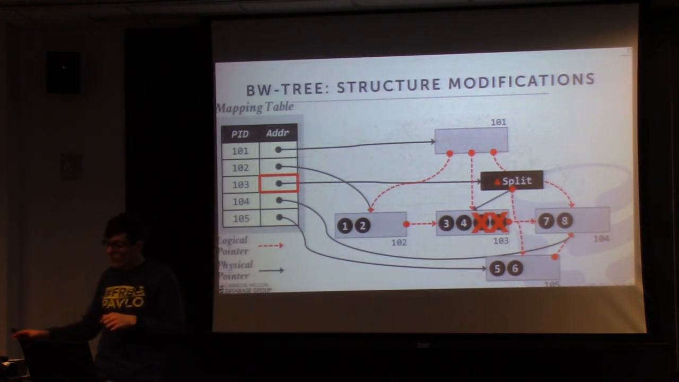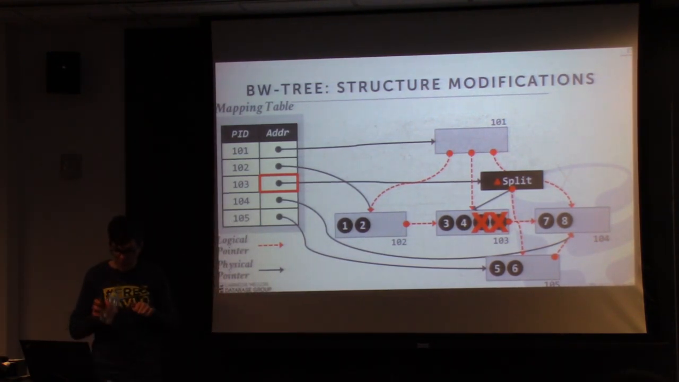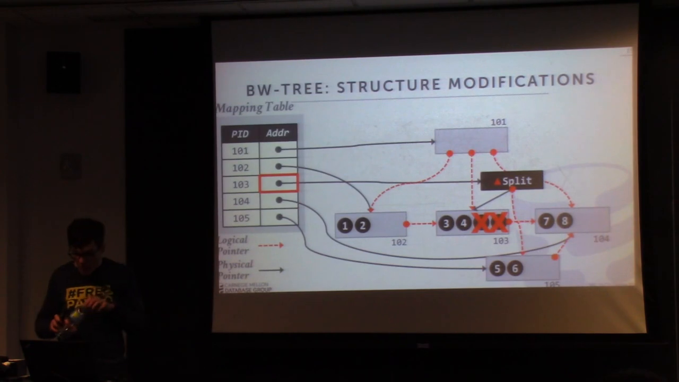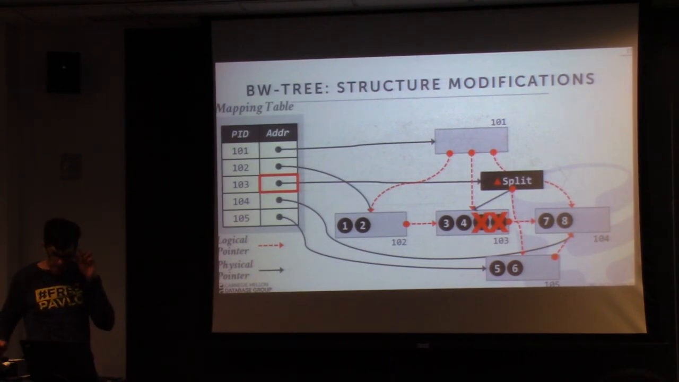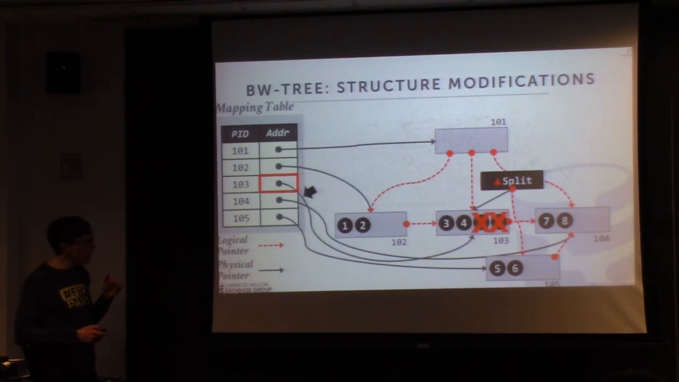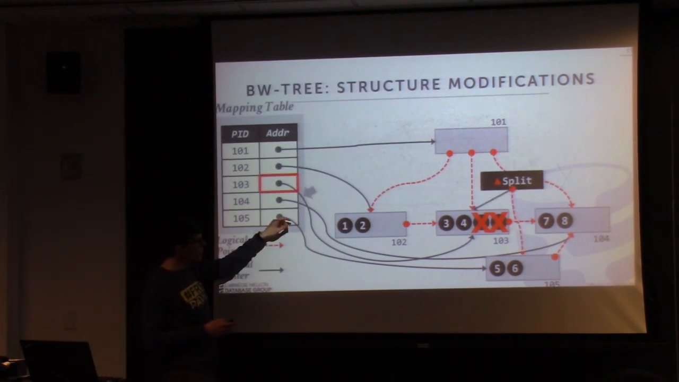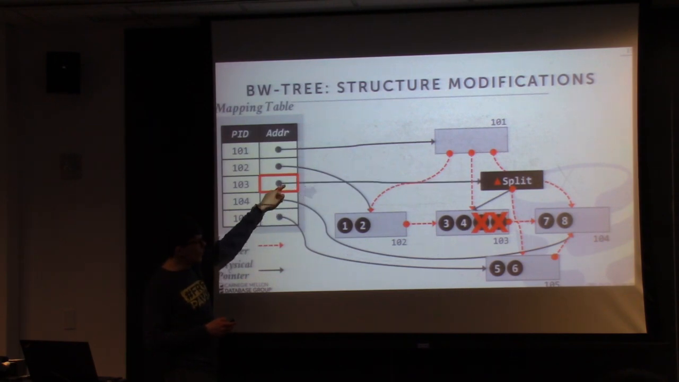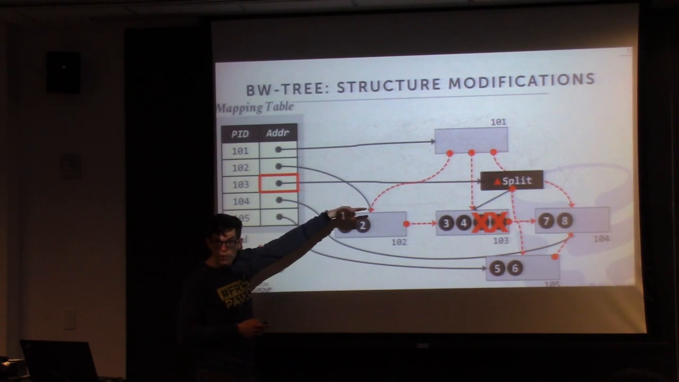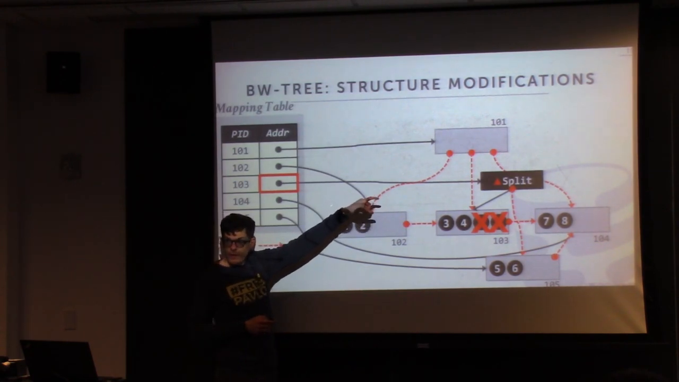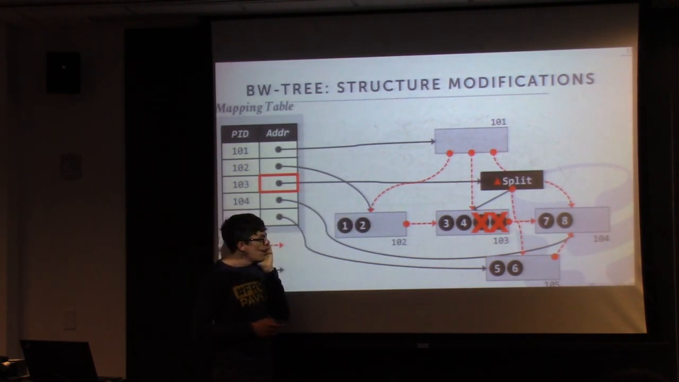Yeah, so if the compare and swap operation failed, will the intermediate result be kept or abandoned? All right, so for which one? Let's say the last compare and swap operation of the split failed, like this one here, when I update 103 to now point to the split record. Will the new node with 5 and 6 be kept or abandoned?